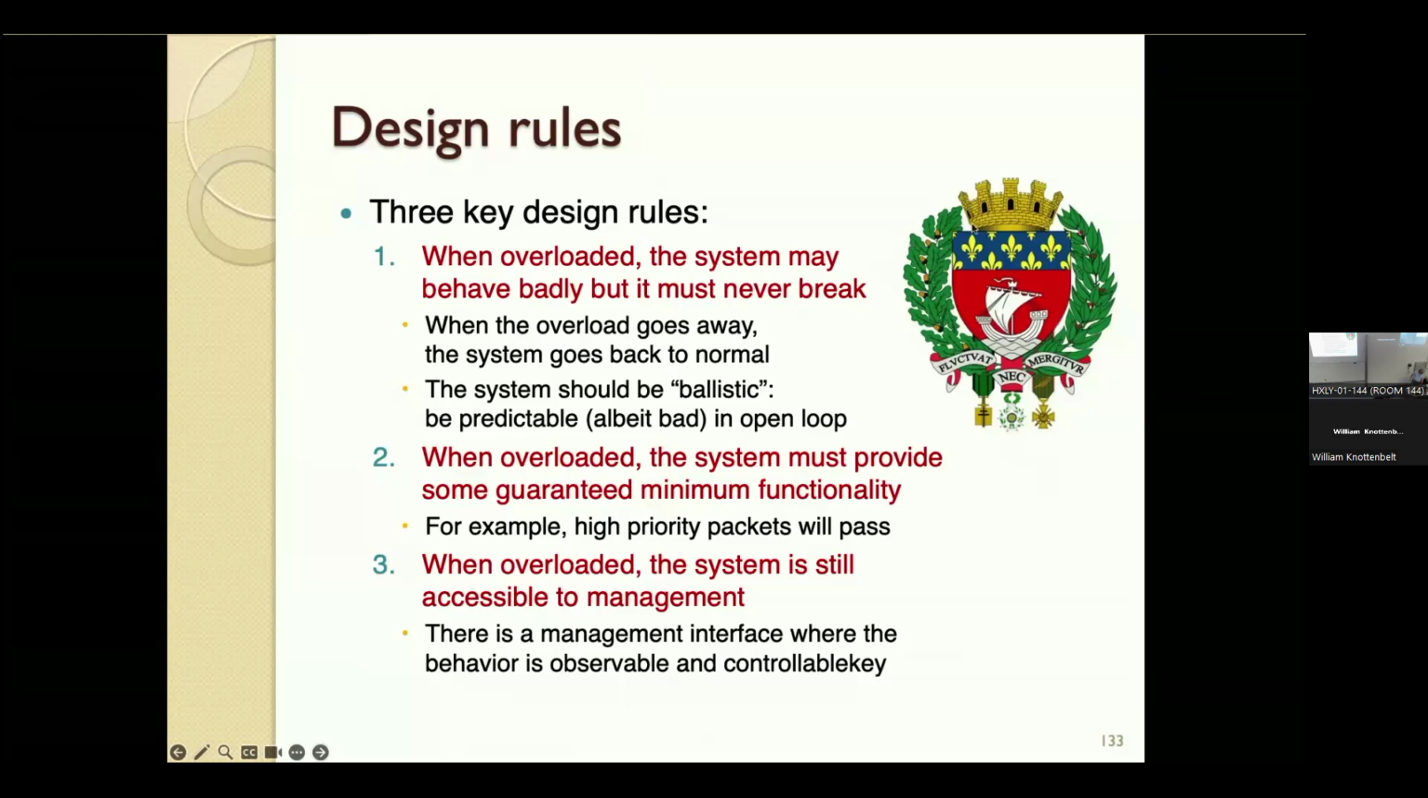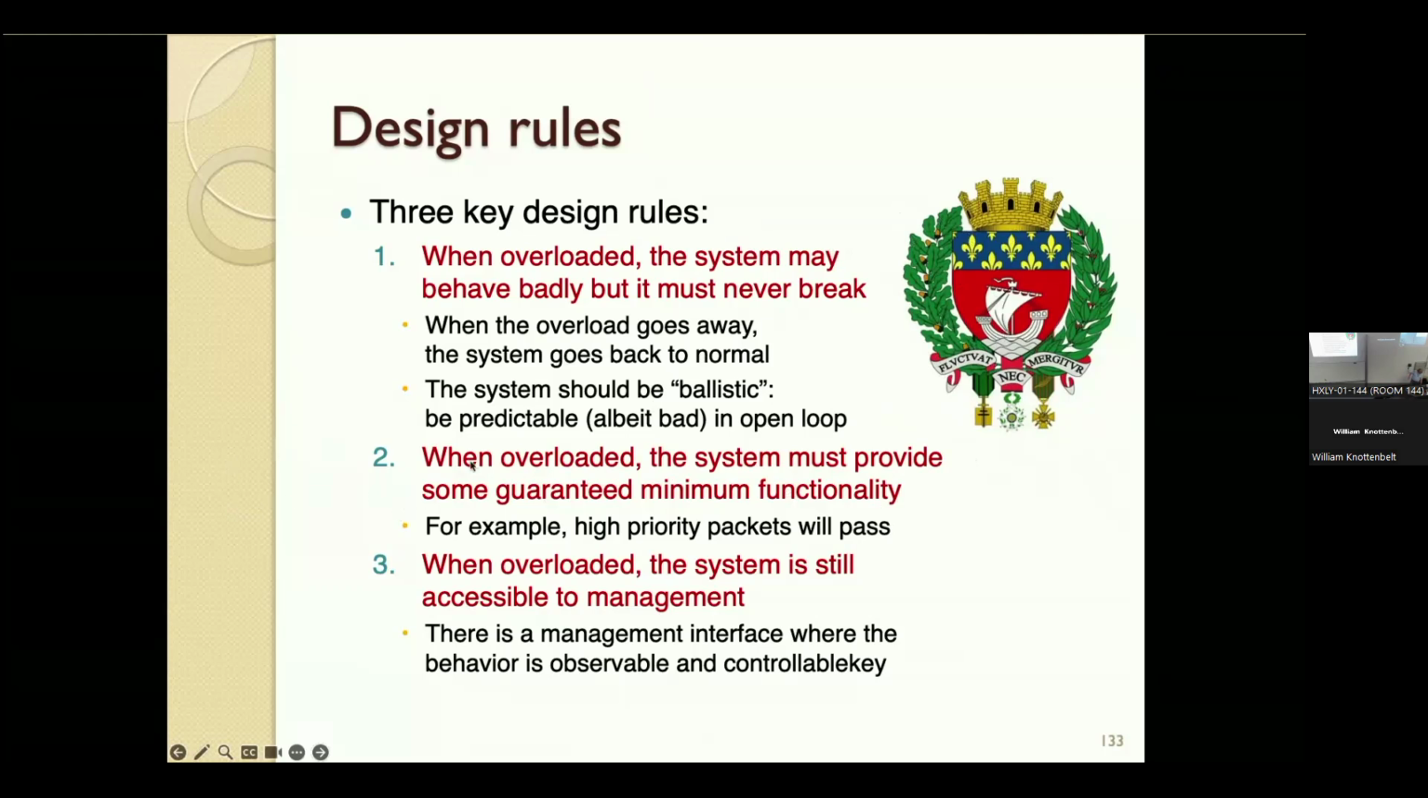And the emblem here is actually the motto of the city of Paris, which is fluctuat nec mergitur, which means it is tossed but does not sink, which means a boat in a storm will be tossed around as long as it does not sink. When the storm goes away, when it calms down, the boat can resume its trip. So this actually summarizes this first rule. This is the actual motto of the city of Paris.